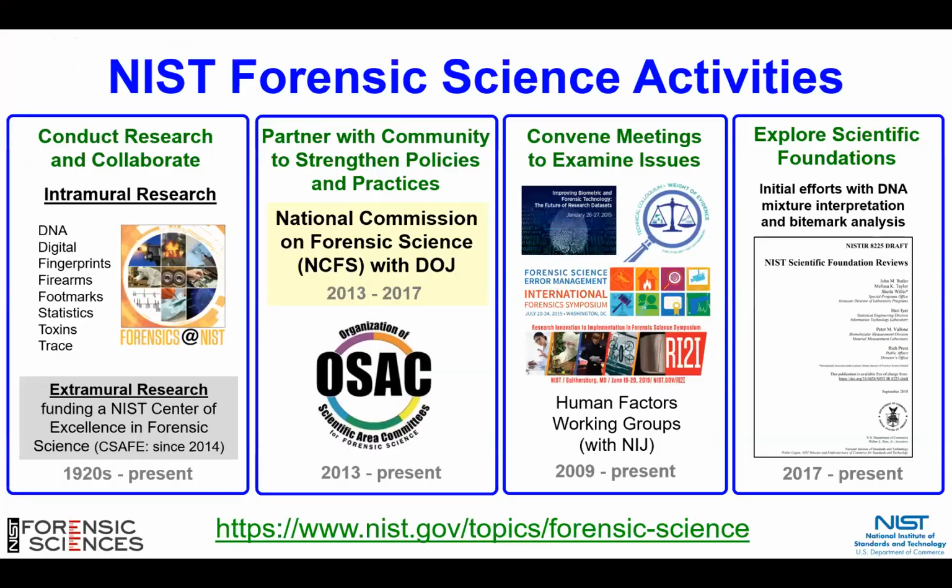So NIST has kind of four primary areas it's focusing on right now in terms of forensic science activities: conducting research, partnering with the community, primarily right now through OSAC. And then we have efforts to convene various meetings that have been held over the years. And then most recently, to start exploring scientific foundations. So DNA mixture interpretation that we'll be discussing today is our first foundation review, and we've also started one on bite mark analysis and recently one on firearms examination.